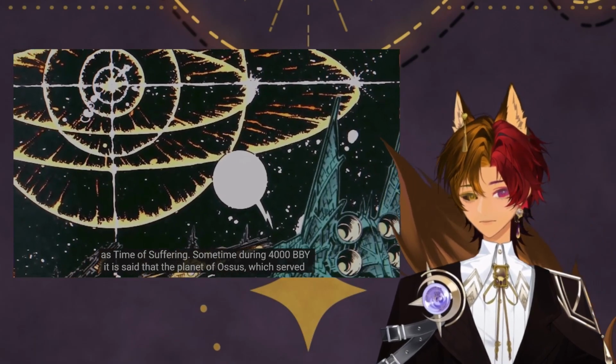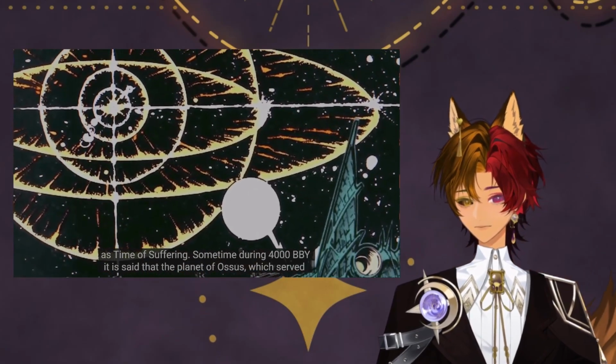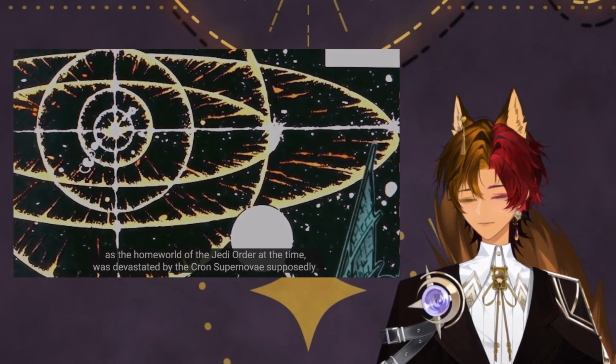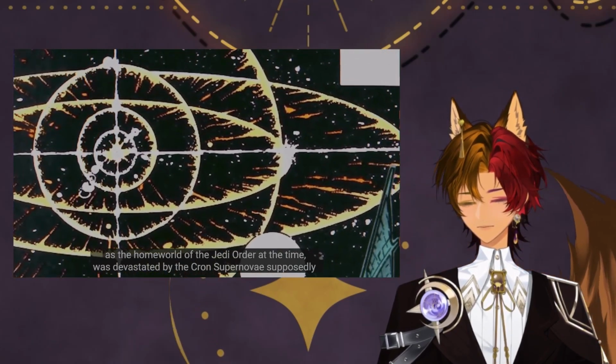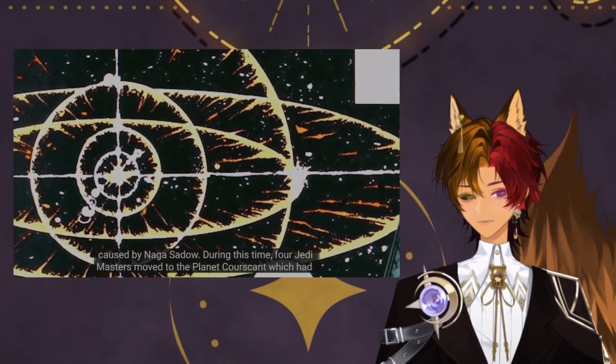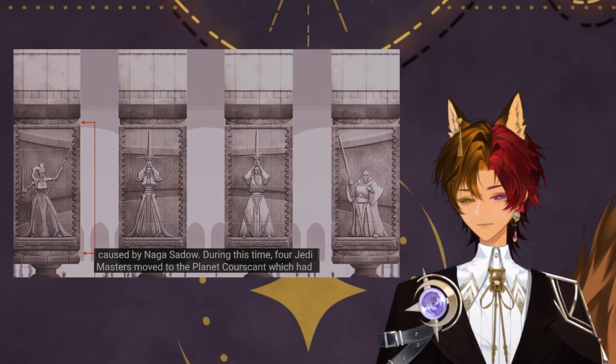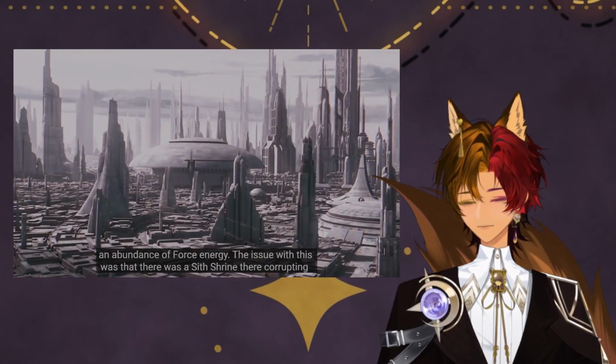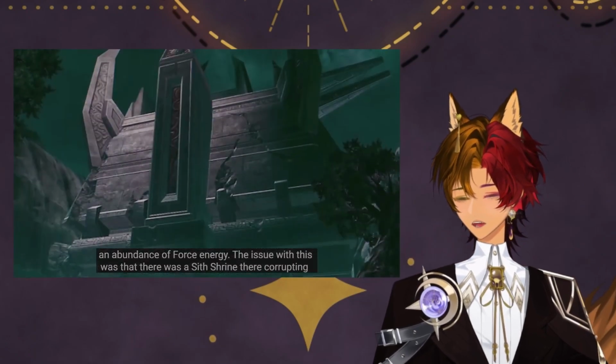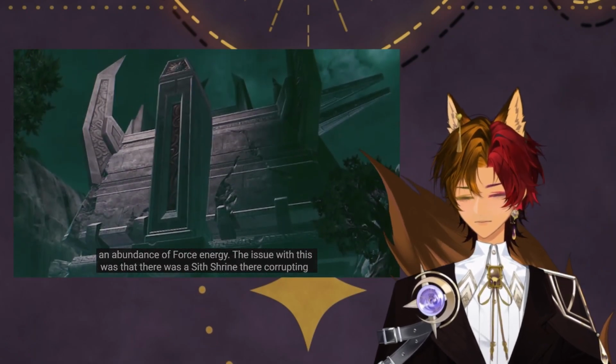Sometime during 4000 BBY, it's said that the planet of Ossus, which served as the homeworld of the Jedi Order at the time, was devastated by the Kron supernova supposedly caused by Naga Sadow. During this time, 4 Jedi Masters moved to the planet Coruscant, which had an abundance of Force energy. The issue with this is that there was a Sith shrine there corrupting the flow of the Force.